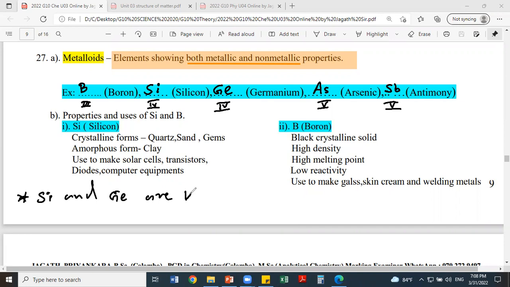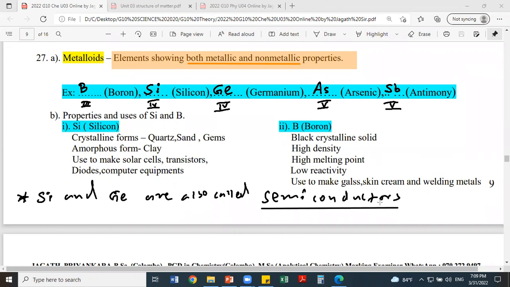Put a star right at the bottom: silicon and germanium are also known as semiconductors. Semiconductors are very important in the electronic industry. Their electrical conductivity is between conductors and insulators.